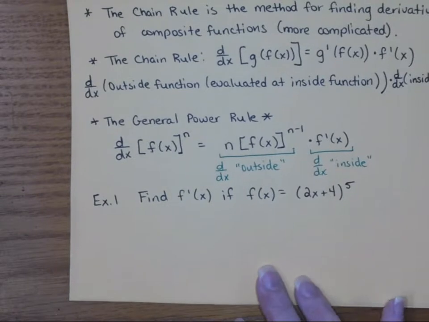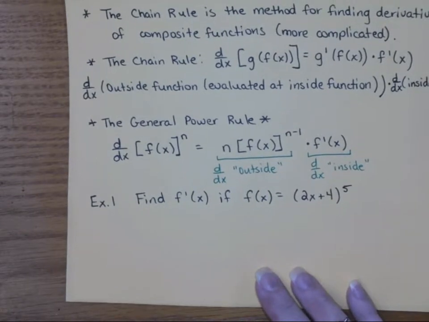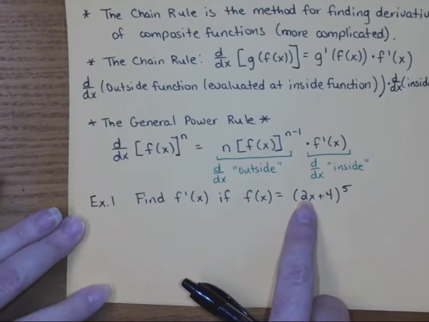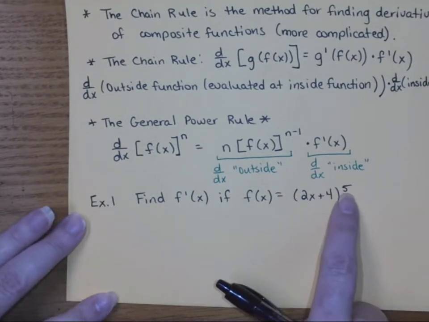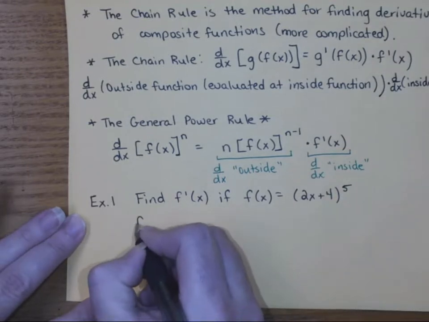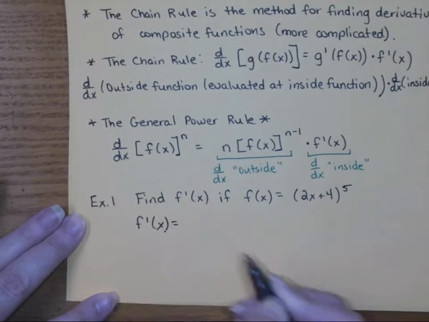Okay, notice we only know how to do things like x to the 5th power, not a parentheses to the 5th power. Okay, that requires the chain rule. So notice I have an inside piece, it's in parentheses, right? And then I have something to the 5th power. So the derivative is going to be the derivative of the outside.